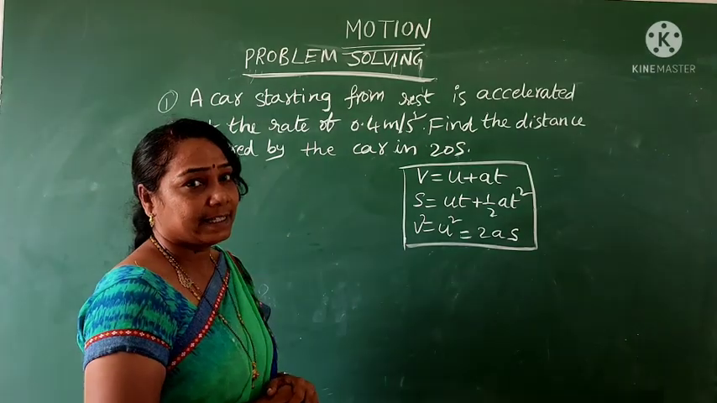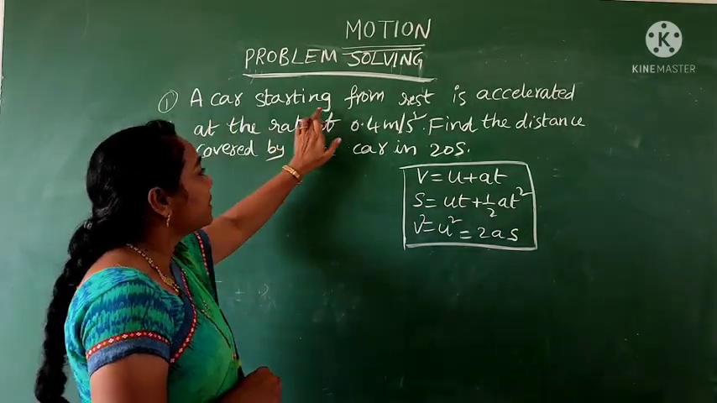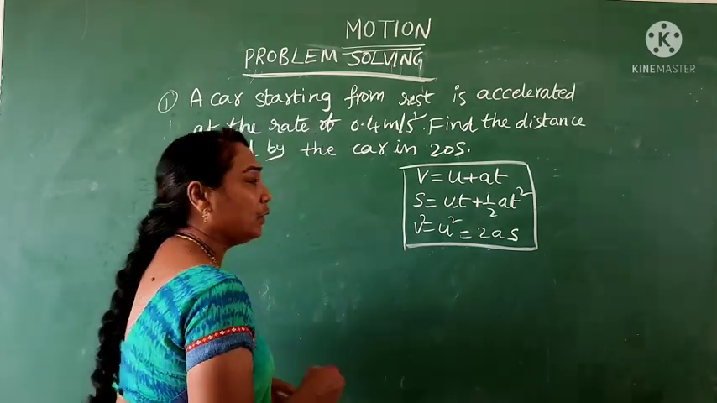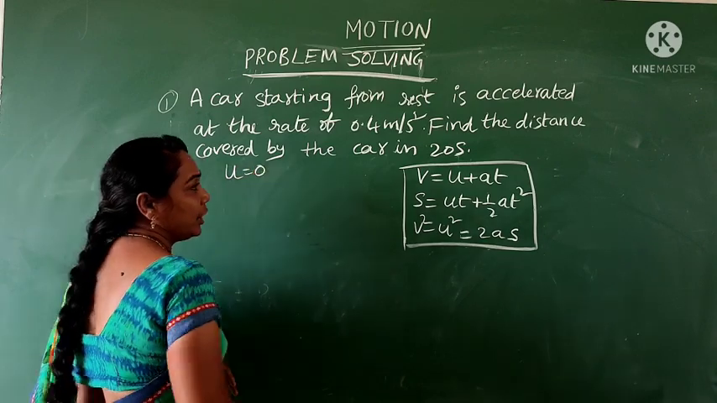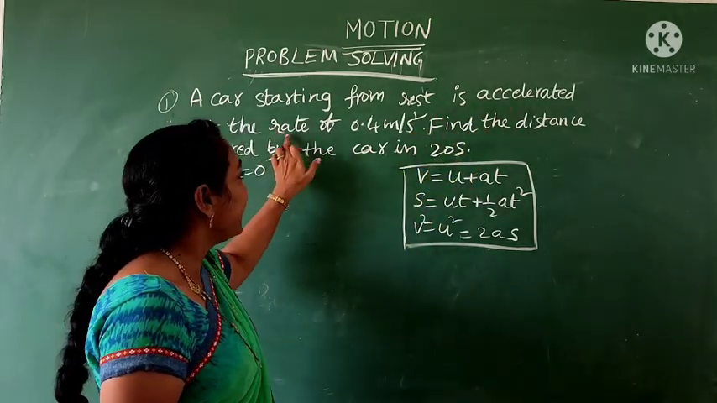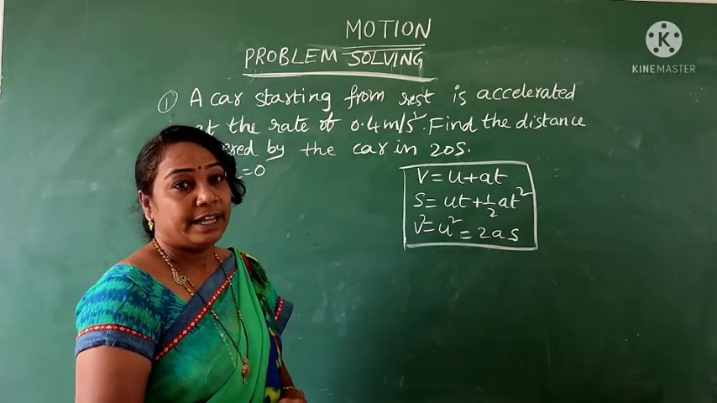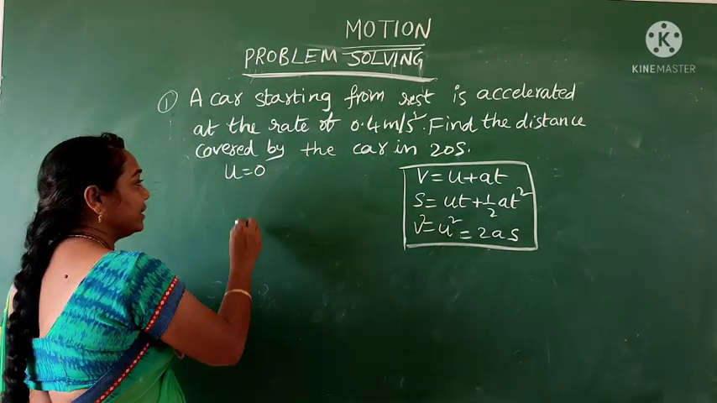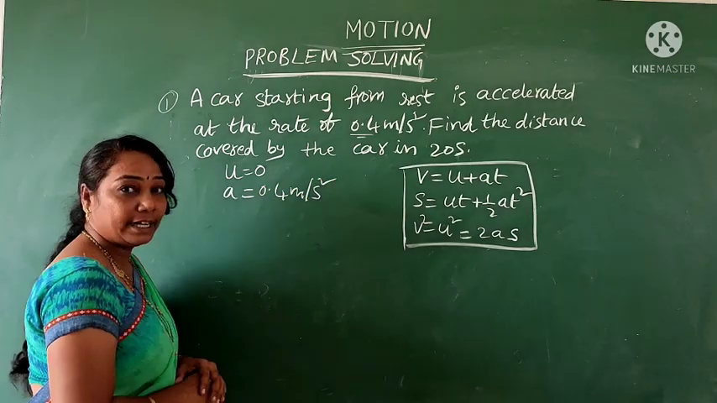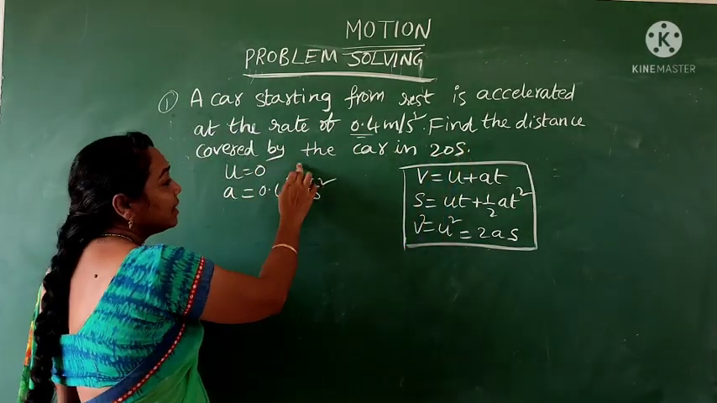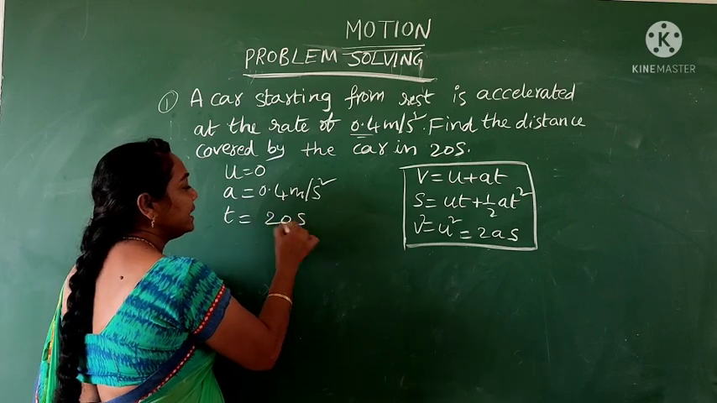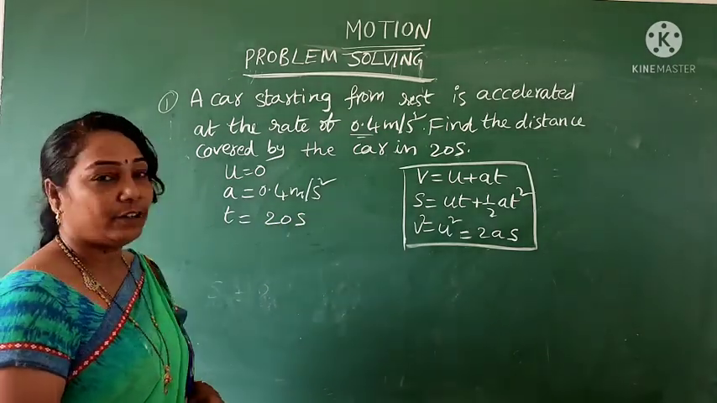Let us guess. See, u = 0, because starting from rest means u equal to 0. It is accelerated at the rate of 0.4 meter per second square. Here, acceleration also given. What is the acceleration? a = 0.4 meter per second square. Okay? And also, find the distance covered by the car in 20 seconds. Time is also given. What is the time here? Time equal to 20 seconds. Okay?